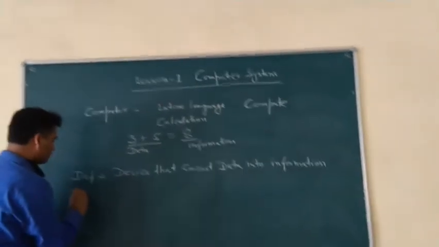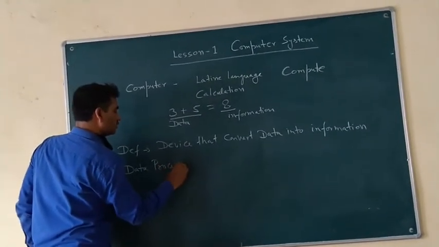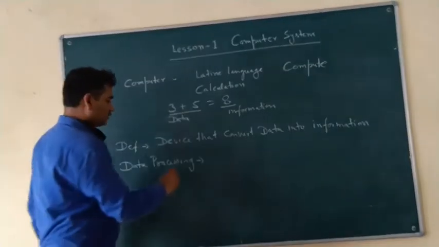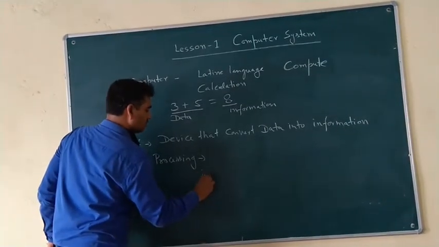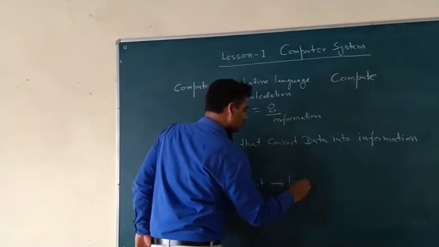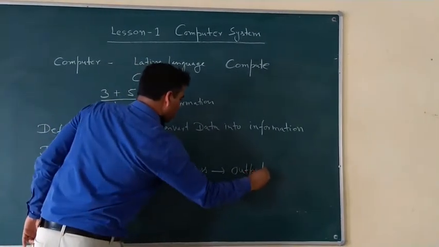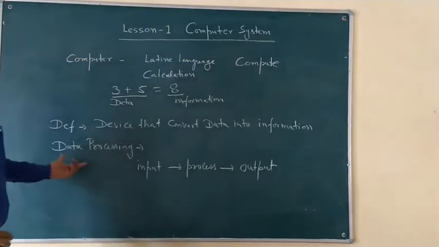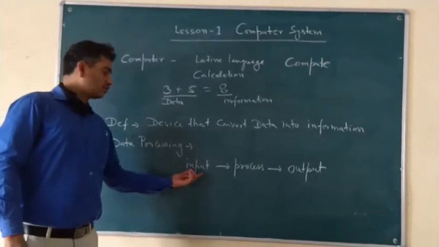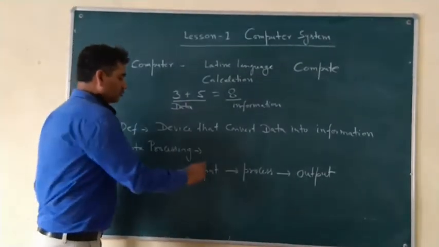Now, the next term is what is data processing. Data processing is defined in 3 phases: input, then process, and third is output. So data processing is performed by your computer system. So what is the input? Input is this. 3 and 5 are the input.